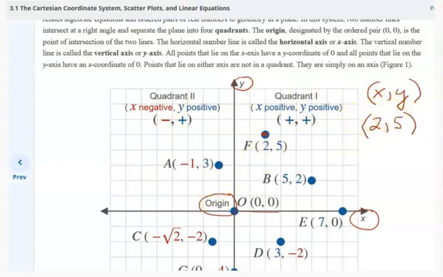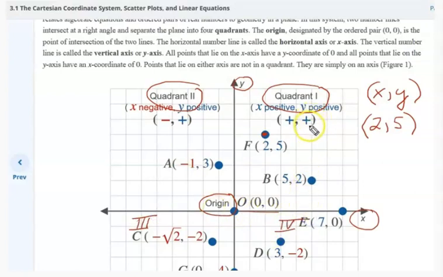Now, continuing background information, when you plot your two axes, it divides the plane into 4 regions that are called quadrants. So this is the first quadrant, and we use Roman numerals to identify the quadrants. Then going counterclockwise, the second quadrant, this will be the third quadrant, and then this one's the fourth quadrant.